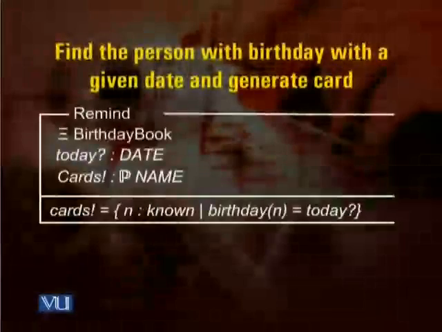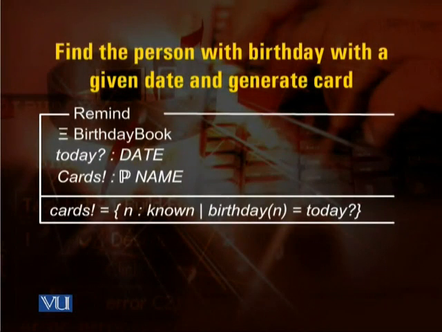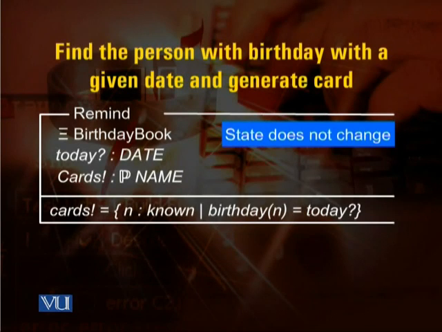So this time the function that I want to write is to find the person with a birthday on a given date and generate a card for me. So the name of the schema here is remind. Once again, I have this symbol in front of the birthday book, which tells me that the state of the birthday book is not going to change.